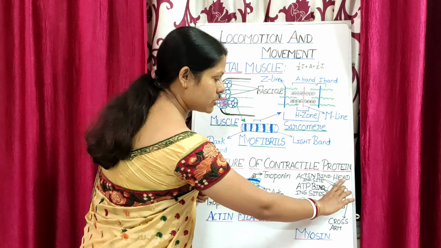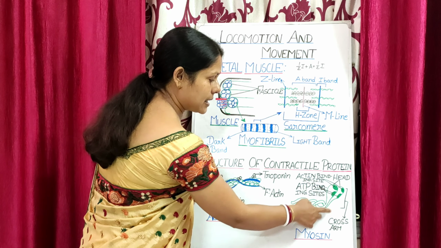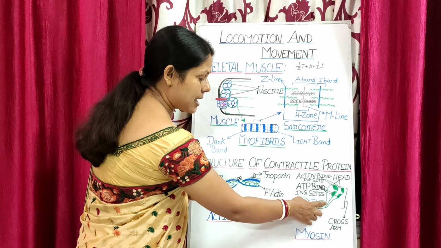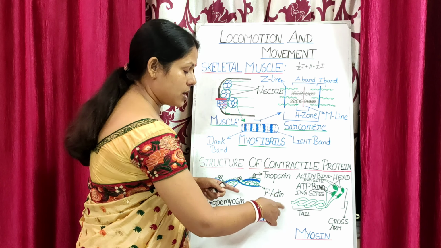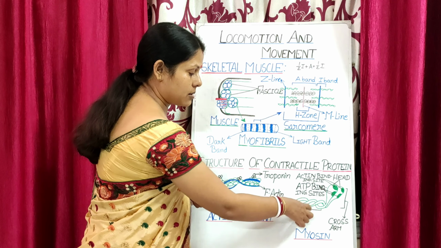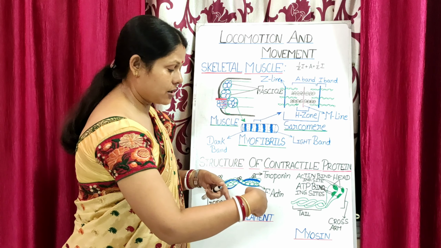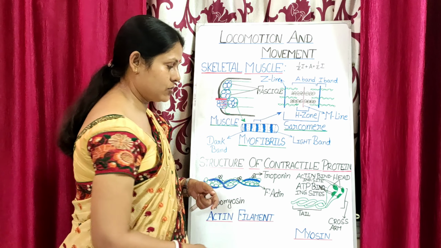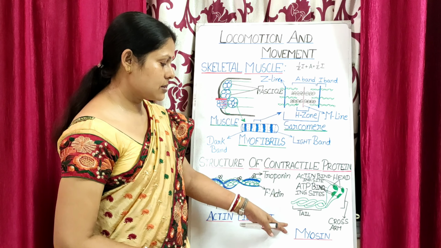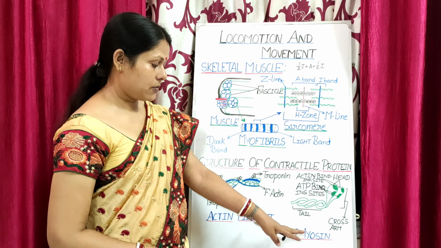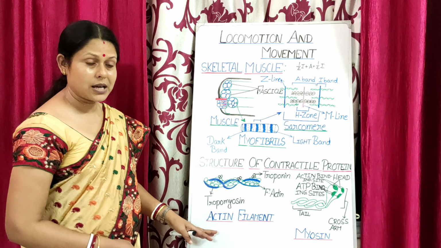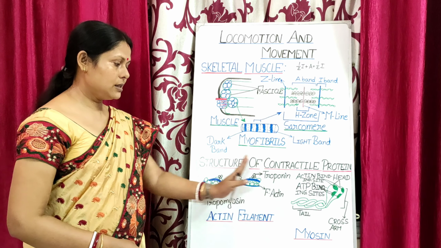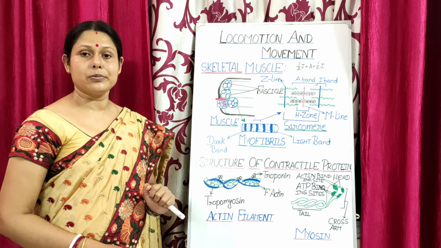This portion is known as the cross arm containing the head, and this is the neck portion, and this portion where the two filaments are winding around each other is known as the tail unit. Okay, so this is the structure of the myosin filament, and this is the structure of the actin filament, and totally these are the structures of the contractile proteins.